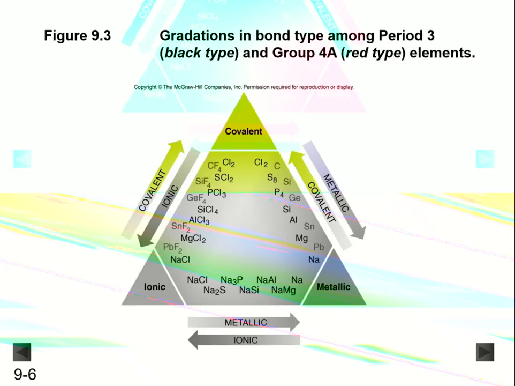And then phosphorus shows much more covalent interactions in the solid, as does sulfur. And then finally chlorine, which does not form a solid at room temperature. It's a diatomic gas.